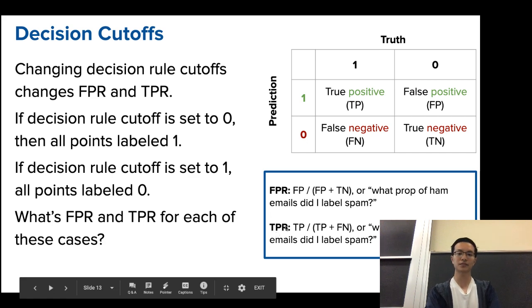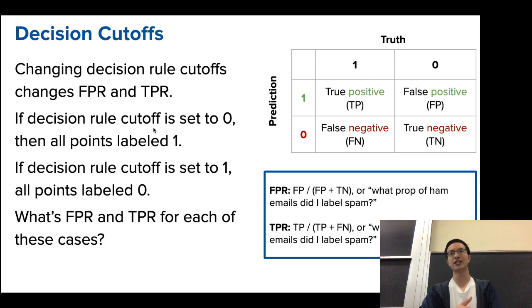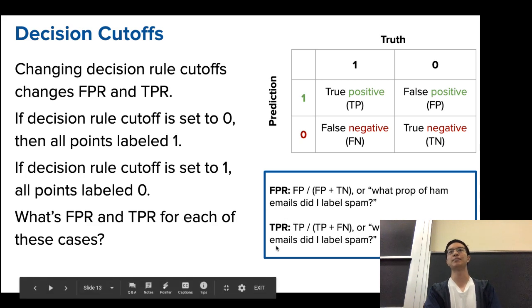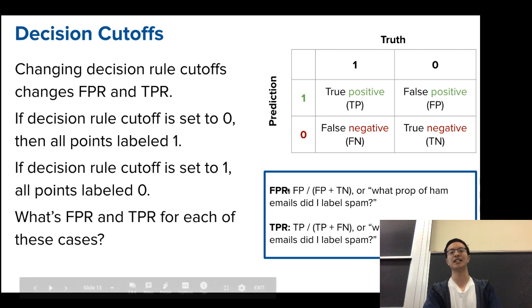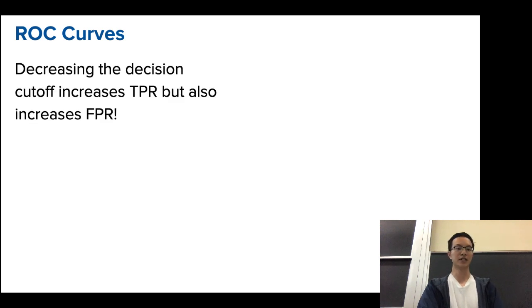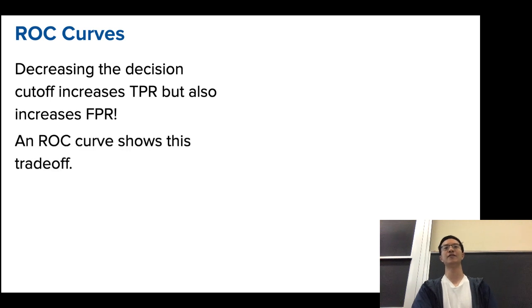And it turns out that if you adjust the decision rule cutoff between 0 and 1, you'll increase both the false positives and the true positives. What you want to do is find the place at which you get the most true positives, but the fewest false positives. So the most good and the least bad. That's what we're looking for. There's a trade-off between the decision rule and false positives and true positives. And we can show that on what we call an ROC curve.